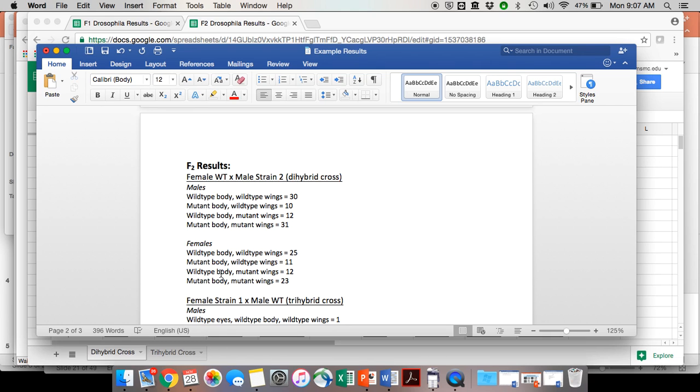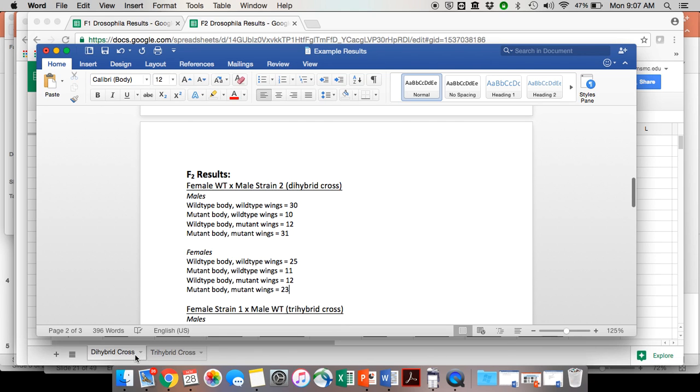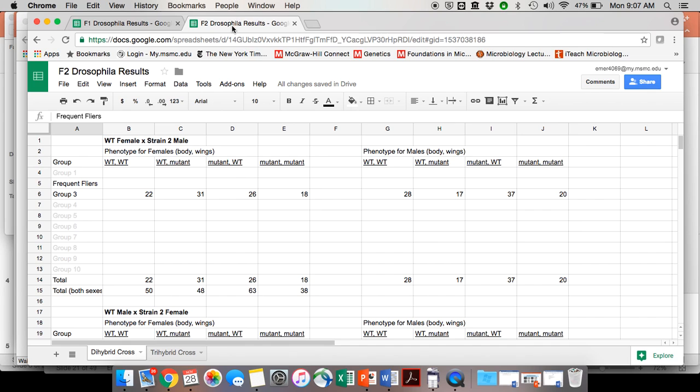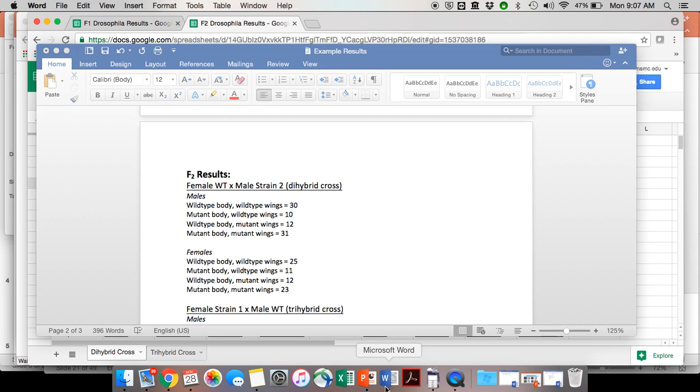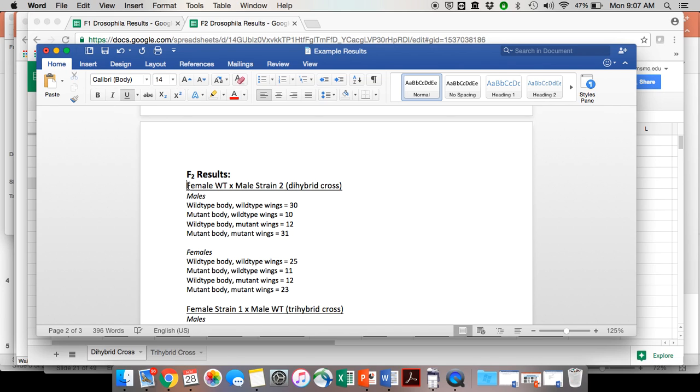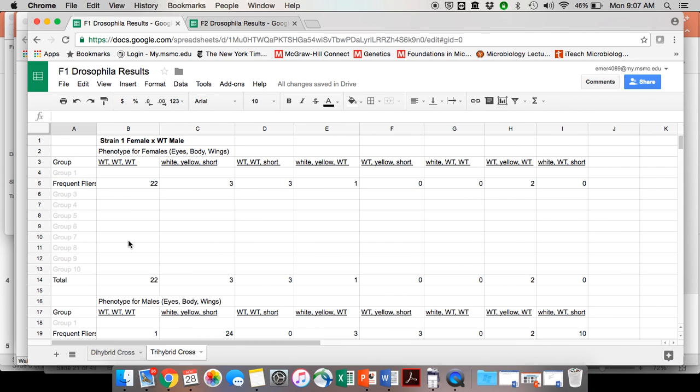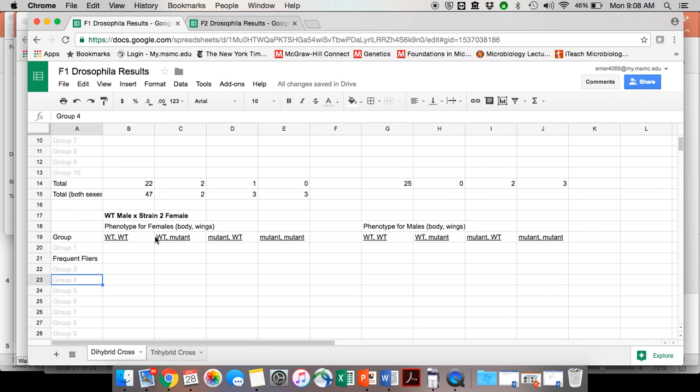Well, how would you put this data in? Well, you would go to the F2 tab. You would go to the dihybrid cross tab at the bottom, your frequent flyers group, and you're going to look at which cross did we do here. Now remember, for the F2, you only had to set up one of the reciprocal crosses. So in the F1 results, when we were talking about the F1 results here, you may have data in both of the reciprocal crosses.